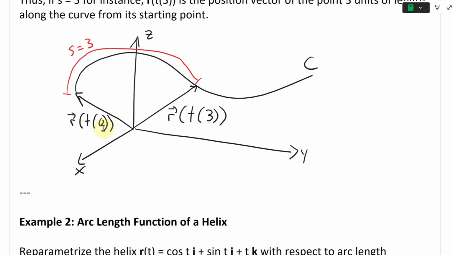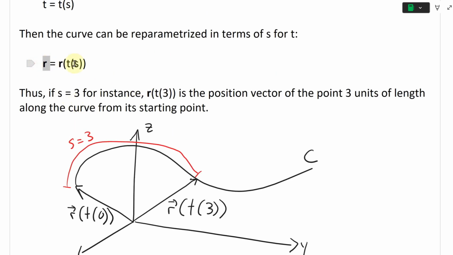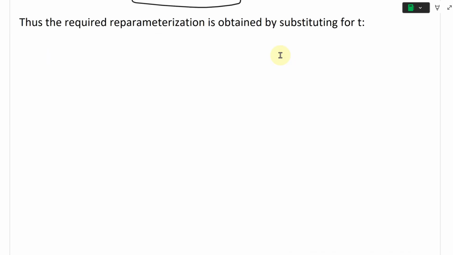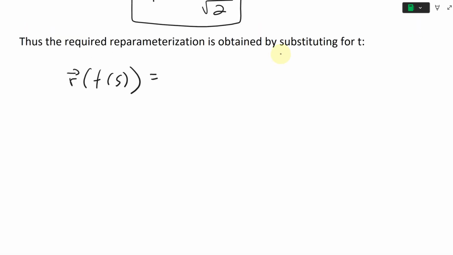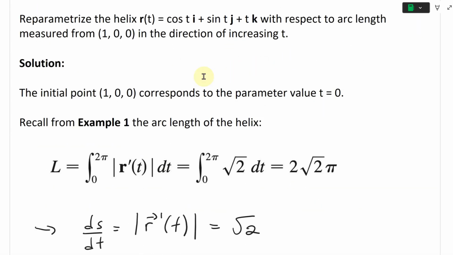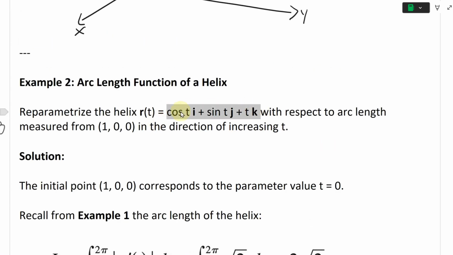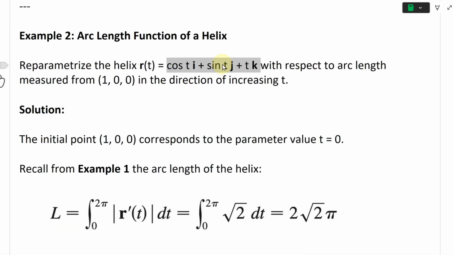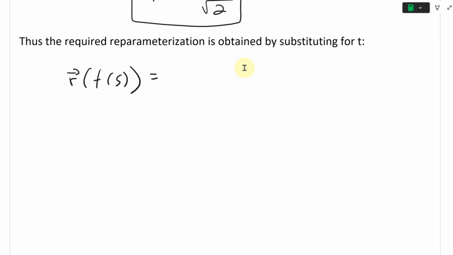Thus the required reparametrization is obtained by substituting t equals s over square root 2, to get r of t of s. That's how we reparametrize in terms of s for t. So we plug this all in. We get r of t of s, and we need to replace everything in our function. Cosine t is now cosine of s over square root 2, and then sine will be sine of s over square root 2, and then t is s over square root 2. So this equals 2.